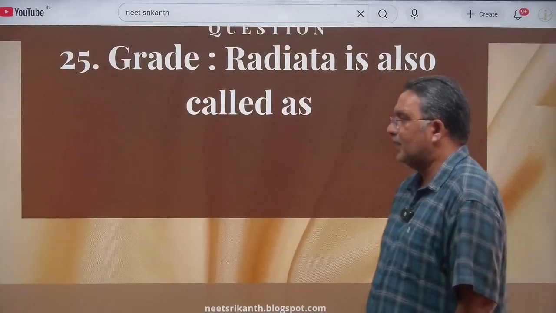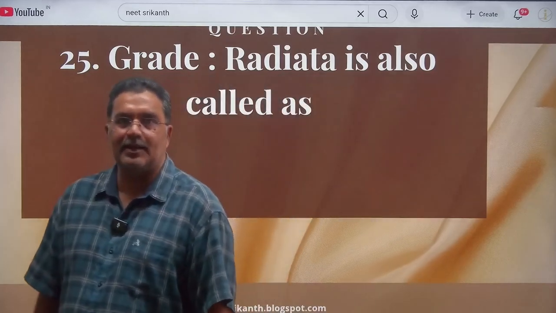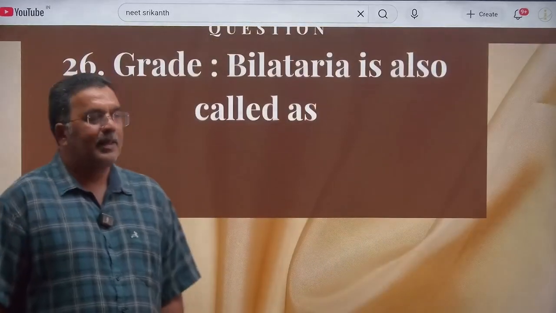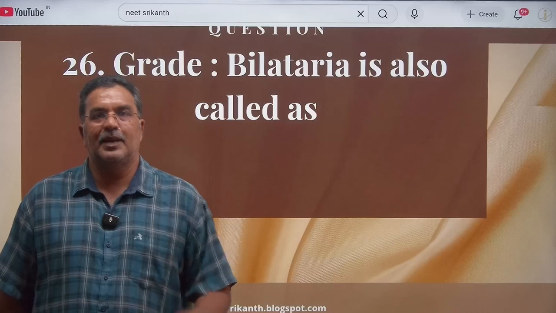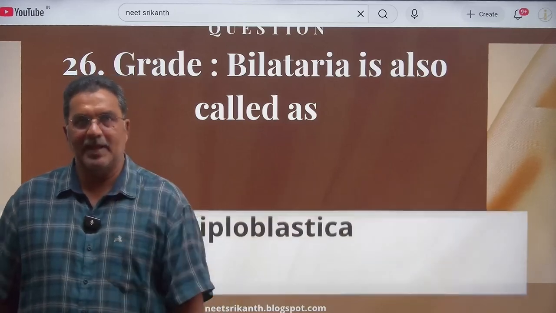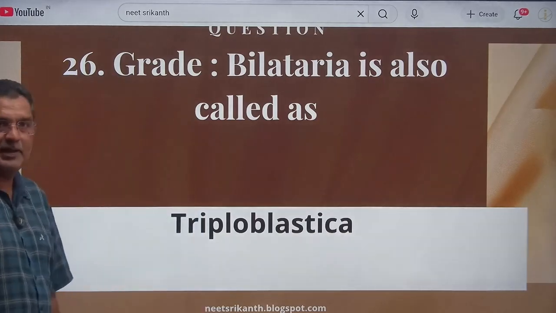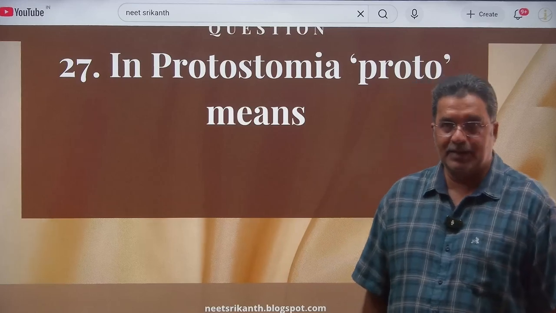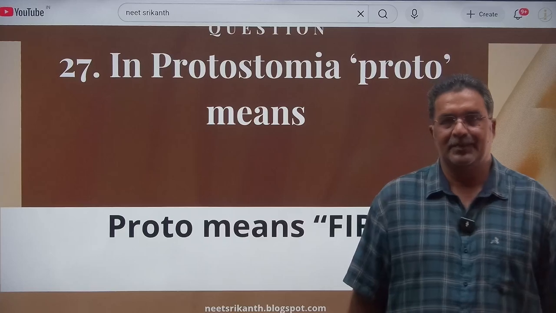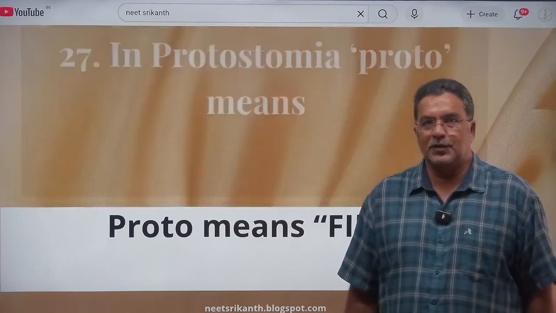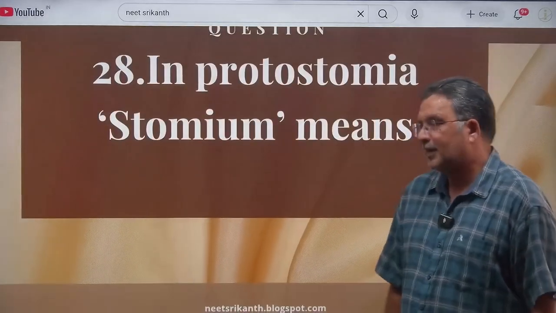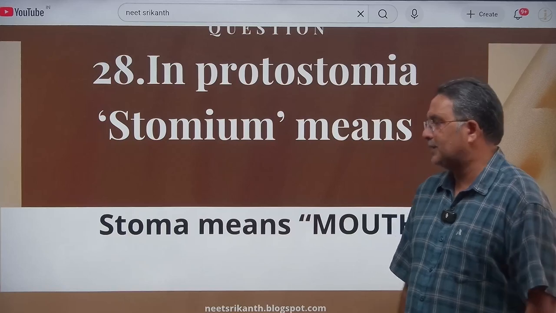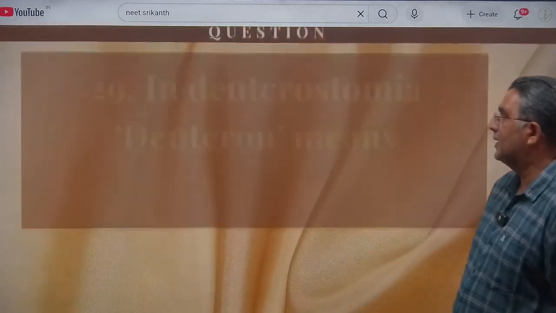Next, grade Radiata is also called Diploblastica. Grade Bilataria is also called Triploblastica. The other name for Bilataria is Triploblastica. In Protostomia, we have special terms taken for their meanings. Proto means first, and stomium means mouth. Protostomia: first mouth. The fate of the blastopore is the mouth, as we said earlier. That will also come as a question.